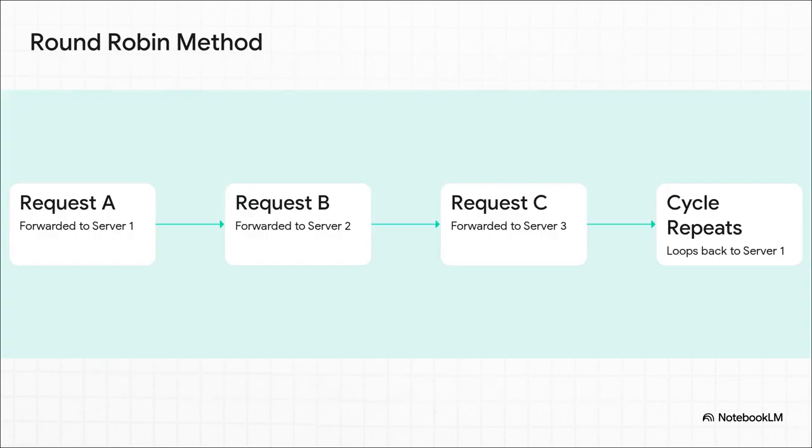Now, one of the simplest ways a load balancer does this is called round robin. It sounds kind of fancy, but it's really not. It just has a list of servers, and it deals out the incoming traffic one by one. First request to server 1, second to server 2, third to server 3, and then, you guessed it, right back to the top of the list. It's a simple but really effective way to spread the work around.